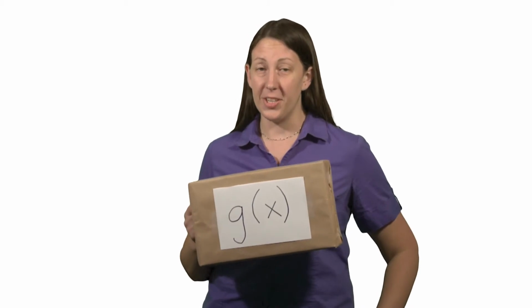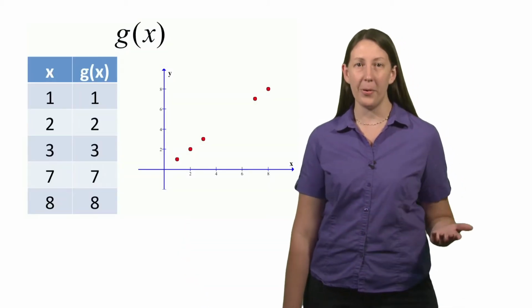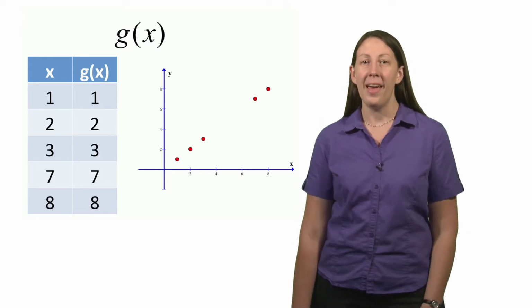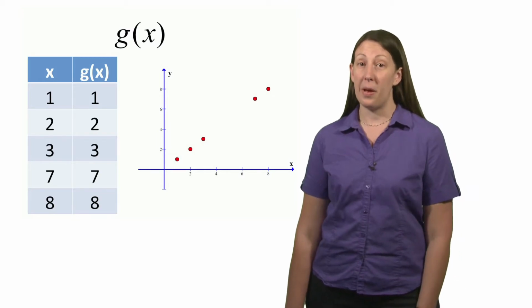Let's take a look at this function. You notice it seemed to have a pretty strong pattern. Whenever I put in a 1, I got out a 1. I put in a 2, I got out a 2. Every number that I input seemed to be the same number I got as an output. You might guess that if I put in 100 to my function, I'd get 100 out.